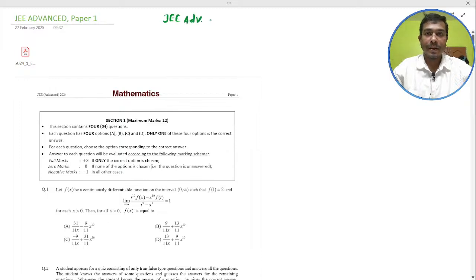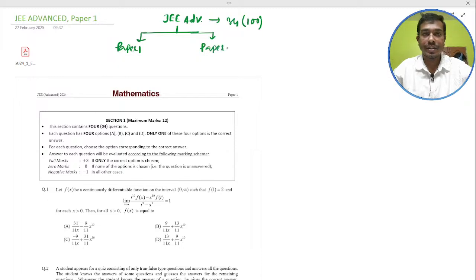The total number of questions is 34 and the weightage is 100. So there are two parts. The first one is paper 1, next is paper 2. In paper 1, there are 17 questions, weightage 50 marks. And in paper 2, 17 questions, 50 marks. So total number of questions 34, weightage 100.